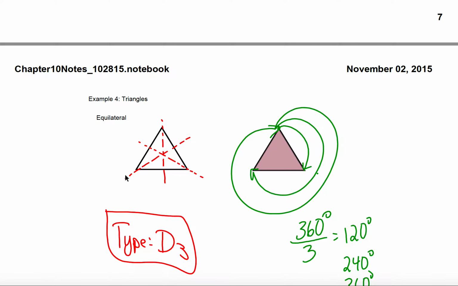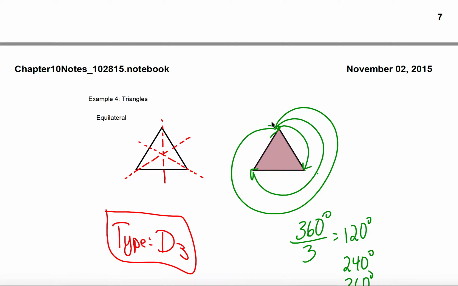I'm looking at this triangle. It is an equilateral triangle, and if I drew a line through this one side and through that vertex, I would have reflective symmetry. Same thing with this one, same thing with this one. There are therefore 3 reflective symmetries, which means there should be 3 rotational.